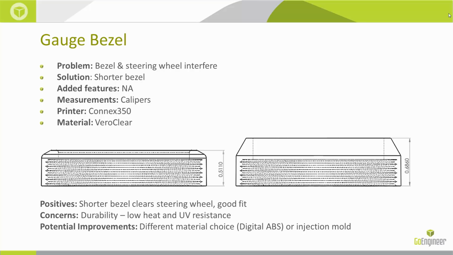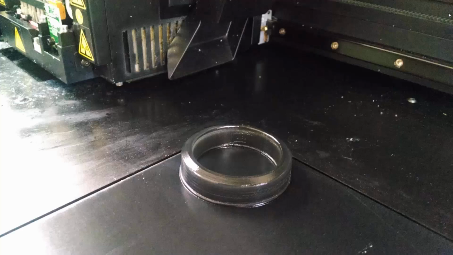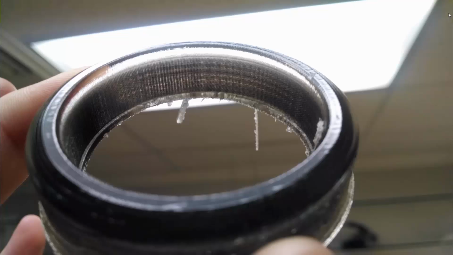So you've got two images here. These are the cross sections of the file. You can see I've shortened it, 1/8 of an inch or so. This is an image of the bezel as it just finished printing on that Connex 350. We've got the clear material and some interior support material. Held up to the light, you can see the support material a little bit better.